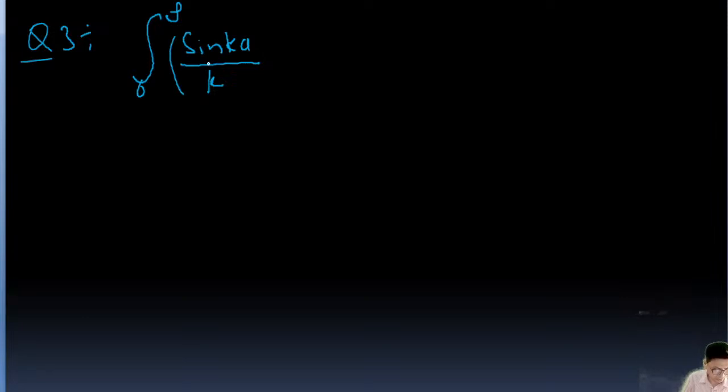question is question third. In question third we need to find the value of the integral from 0 to infinity of (sine ka upon k) whole square dk. I equal to the integral from 0 to infinity of (sine k upon k) whole square dk. This value we need to find out, guys.